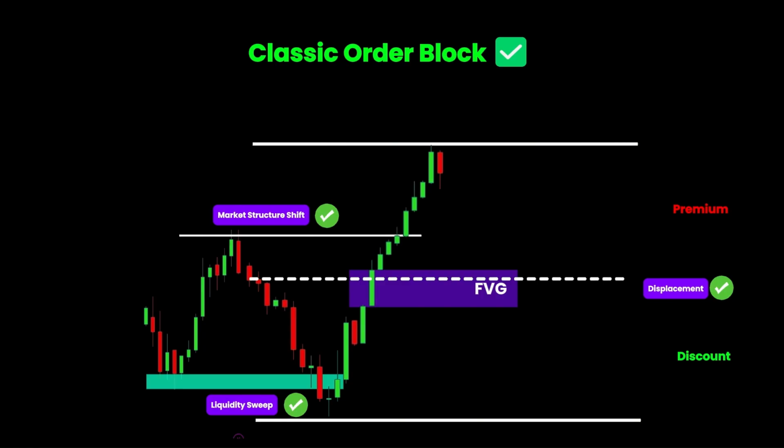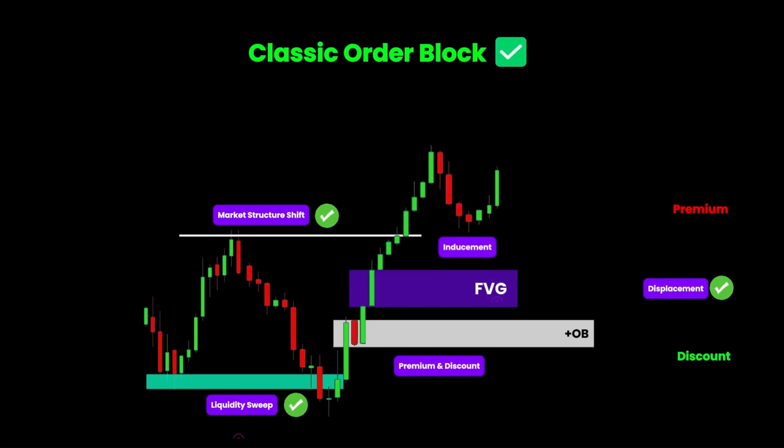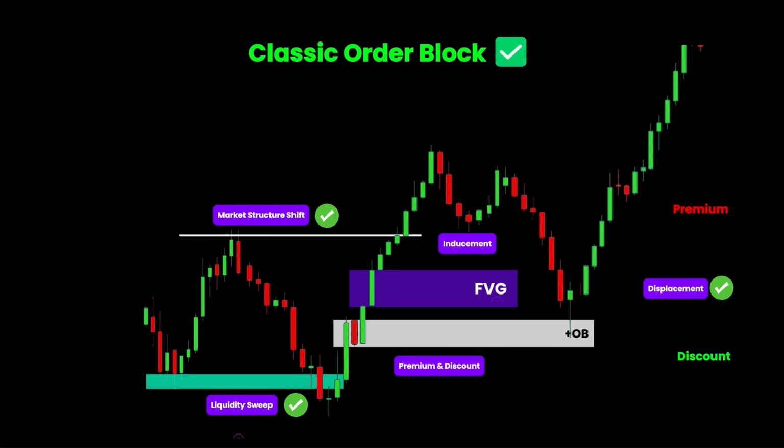Since we are buying, we look for the order block inside the discount zone, and we spot a sell candle that is our order block. Condition 4 complete. Finally, we see inducement formed before price touches the order block. After that, price taps the order block and boom, a powerful move starts. All 5 conditions are met, so this is a valid classic order block trade.